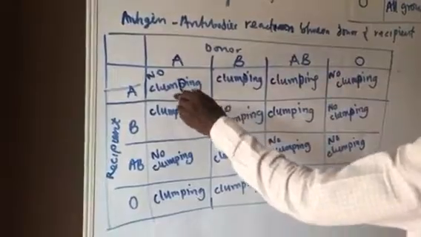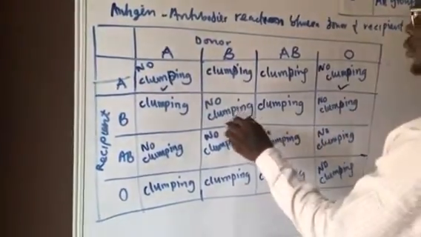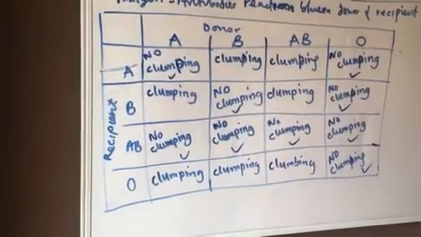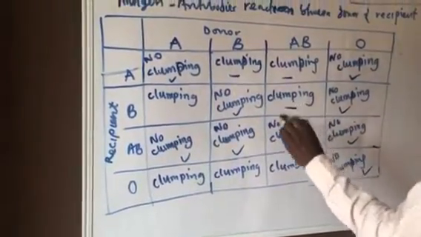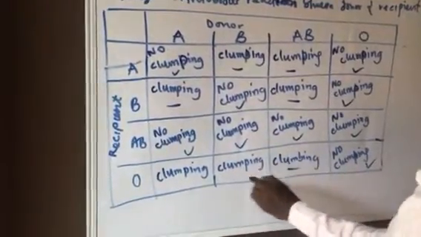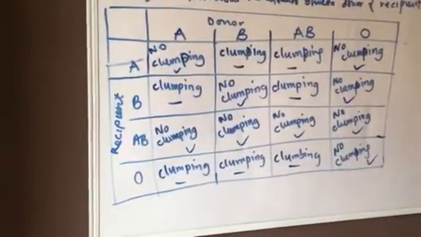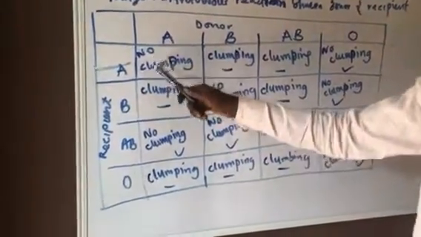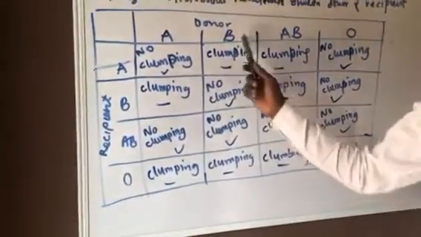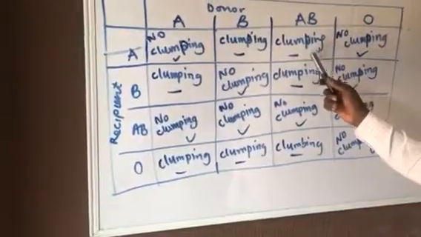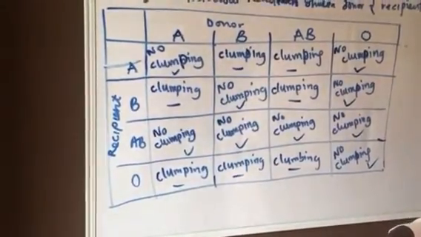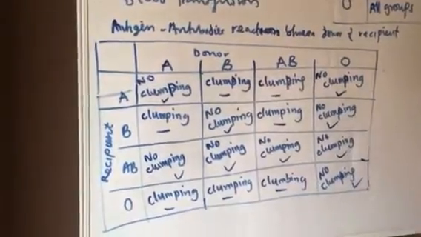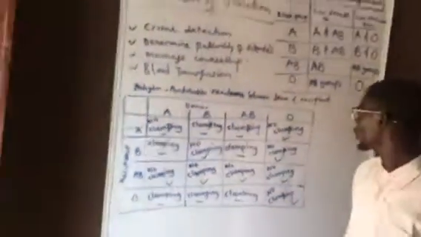So we have 1, 2, 3, 4, 5, 6, 7, 8, 9, while here we have 1, 2, 3, 4, 5, 6, 7. So this is the antigen-antibody reaction between donor and recipient. There will be no clumping because they are the same blood group, while here there is not the same blood group. Likewise, AB, there will be clumping. There will be agglutination as a result of the fact that the antigen are not the same, so they will react with each other. So that is the reaction between the antigen and antibody during a blood transfusion.